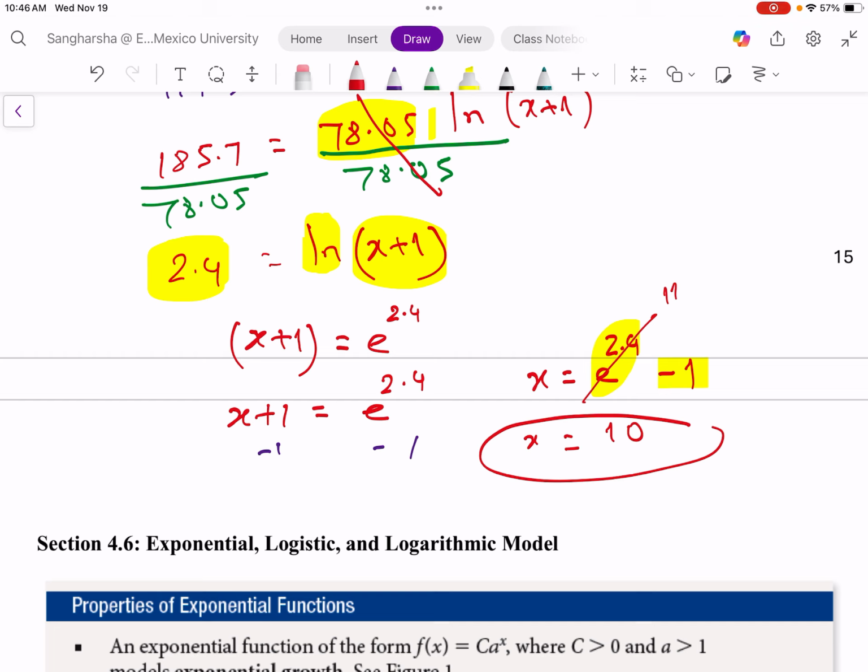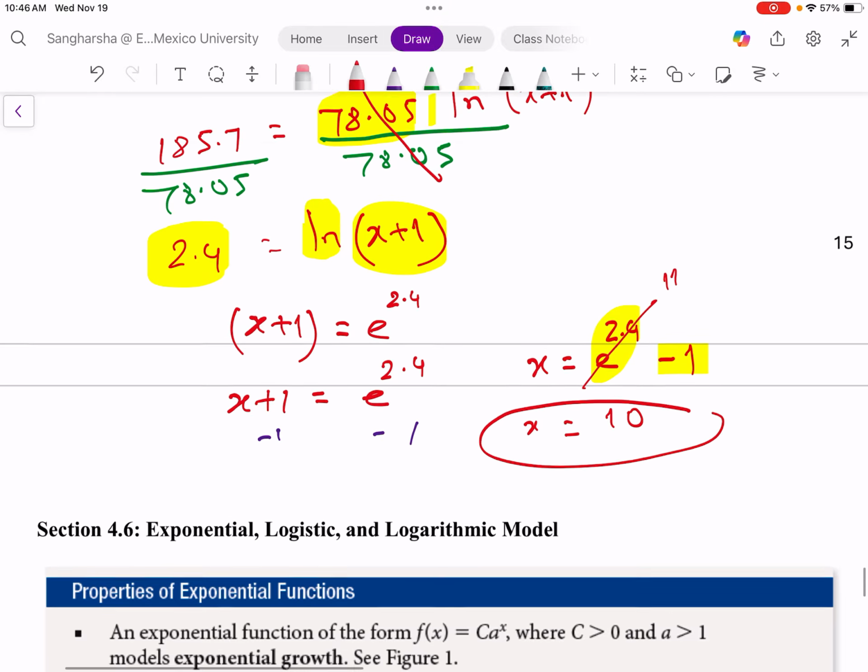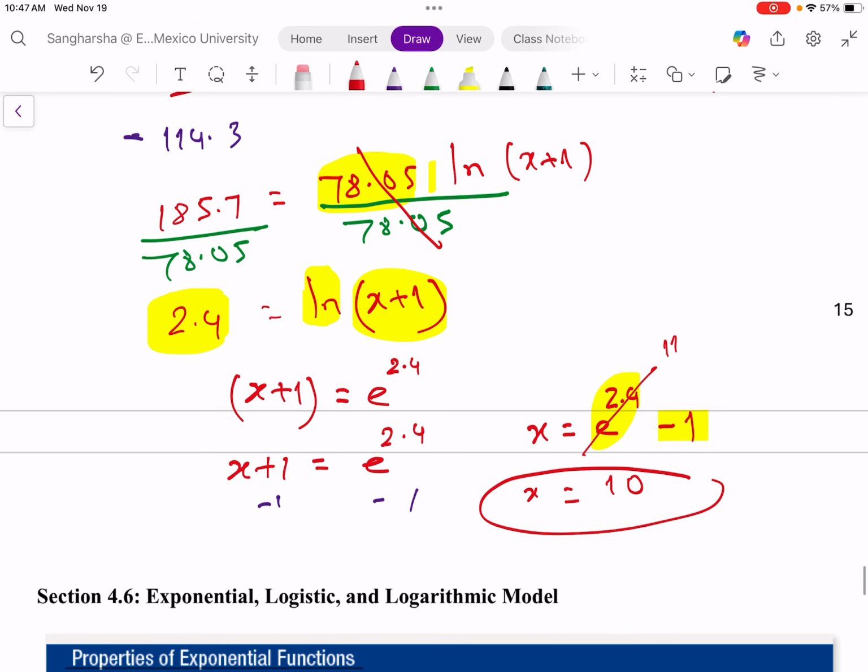So here we can use the log properties and the method of solving log equations in this log model. This is how we can use our log properties and the way of solving log equations. So on your exam, you will be asked to solve a log equation or exponential equation.